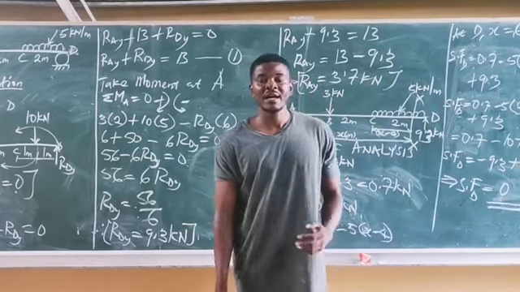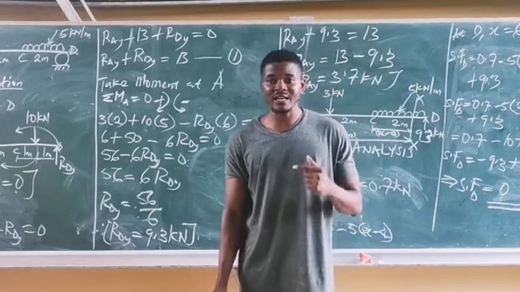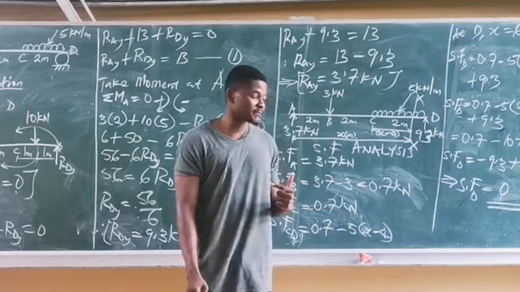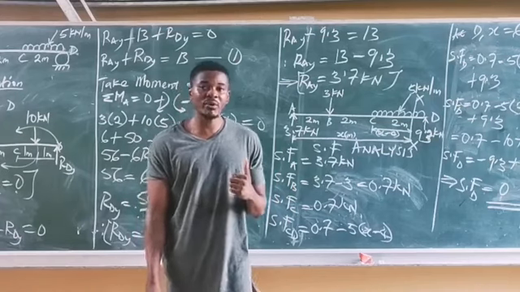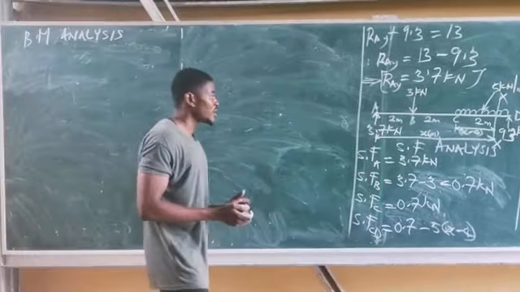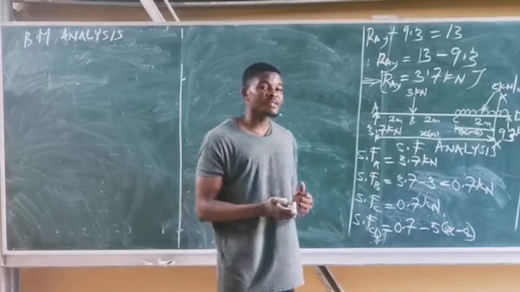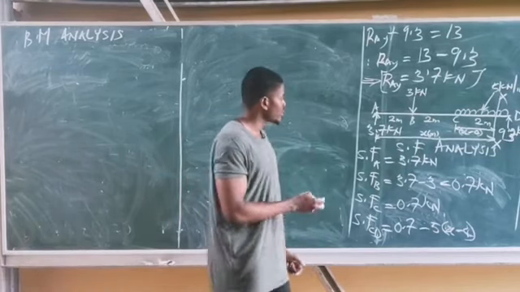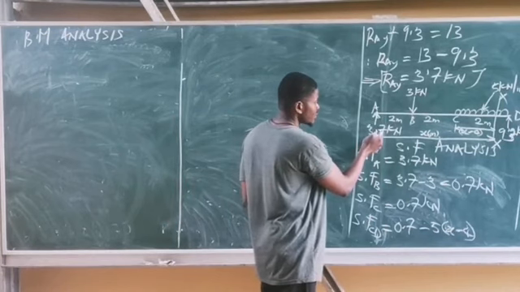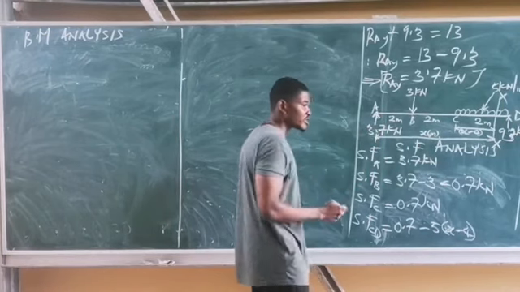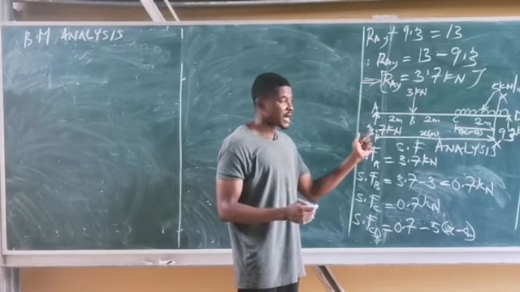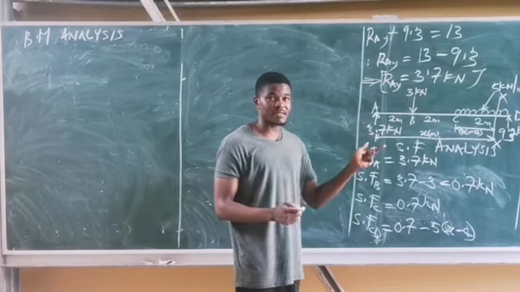Again, remember, at the end of every shear force analysis, you must always have 0 as the answer. Alright, so let's dive into the bending moment analysis. Like I always say, the moment of force at a point is always 0. The moment of this force, 3.7 kilonewtons at point A, is 0 because there is no distance between point A and this force. And force moment is force times distance.